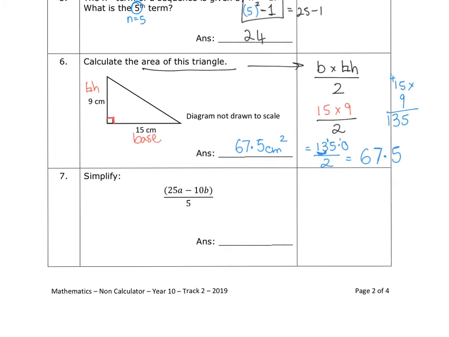Next one, simplify. Now we have a whole term divided by 5, and that means that this is divided by 5, and also this is divided by 5. So 25a on the denominator, which is 5, and we have the minus 10b also on 5. Okay, simplify, and that is 5a, 5 and 10. We get 2, so negative, don't forget the sign, negative 2b, and that is the final answer.